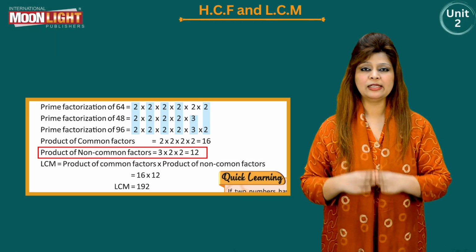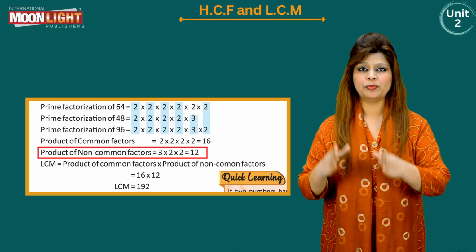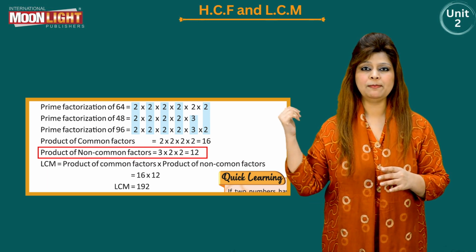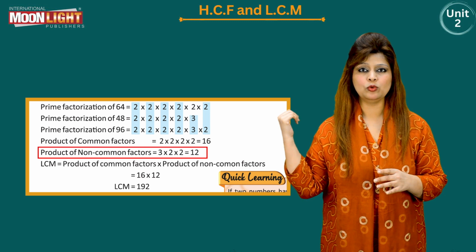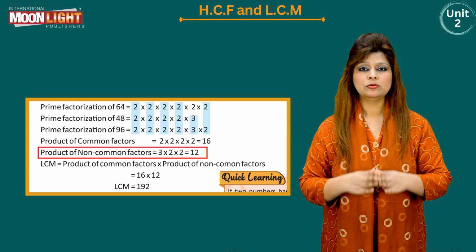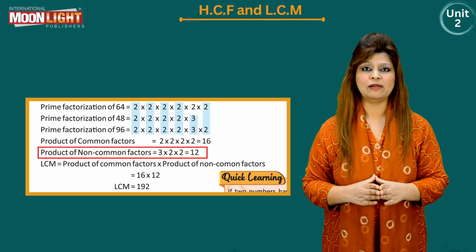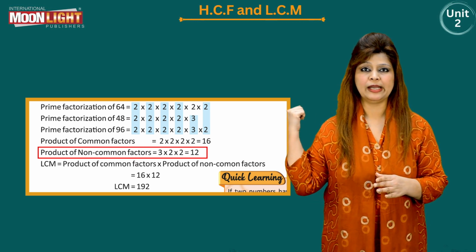Now I will write the complete product of non-common prime factors is equal to 3 multiplied by 2 multiplied by 2 is equal to, as you know that 3 2s are 6 and 6 2s are 12. So I will write number 12 over here.